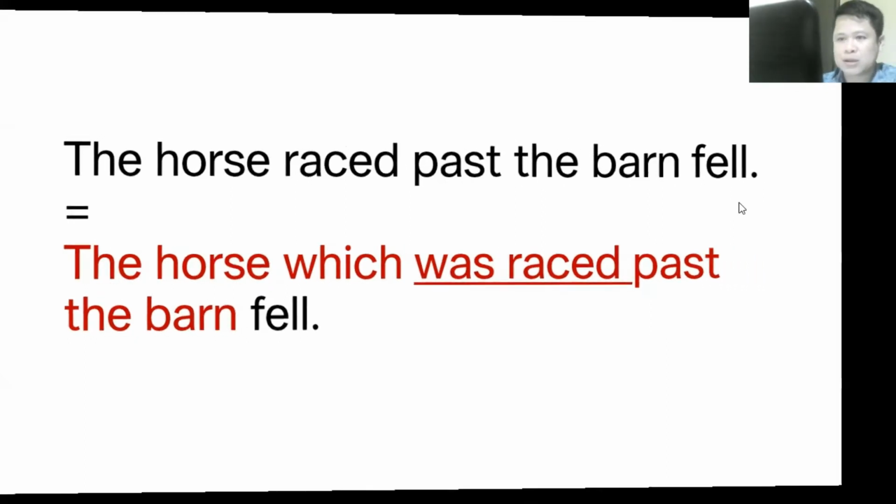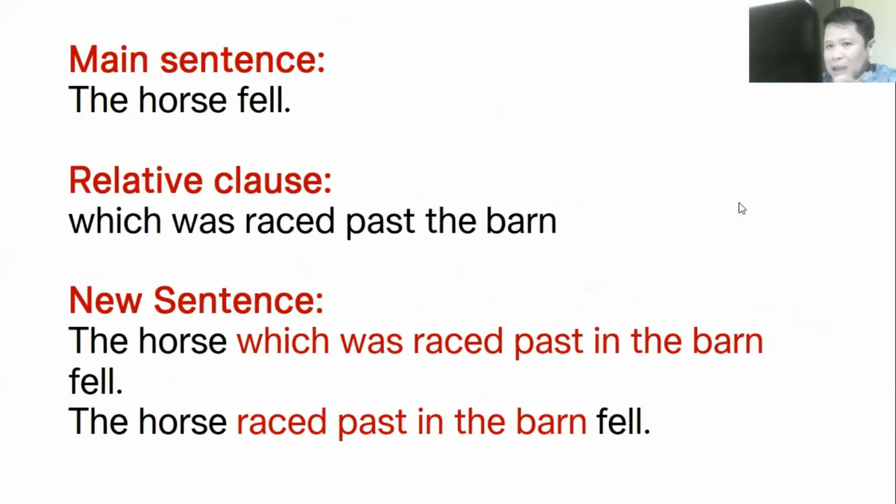So we will analyze. The main sentence is "the horse fell." The relative clause is "which was raced past the barn." Your new sentence is "The horse which was raced past the barn fell," or "The horse raced past the barn fell." So this is an example of a garden path sentence and its correct interpretation.